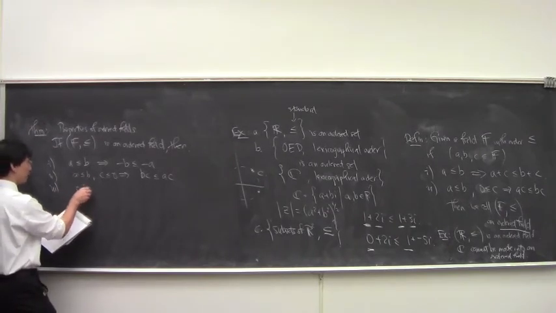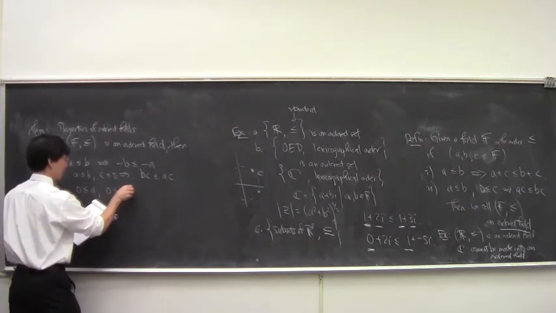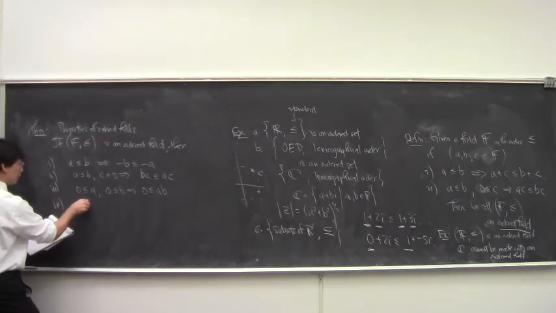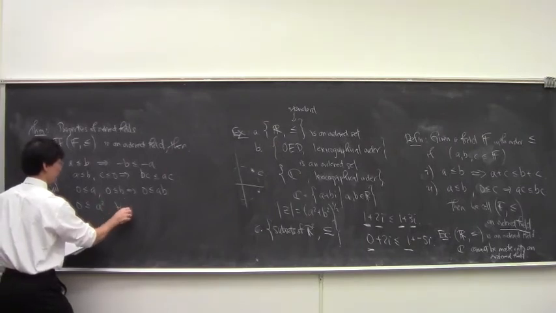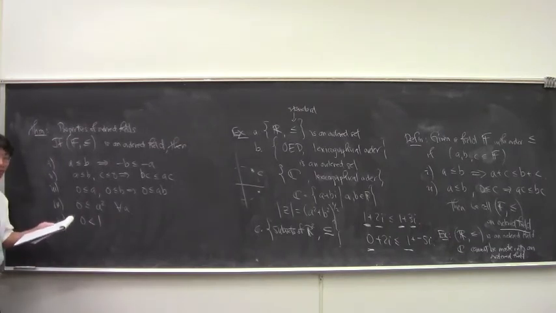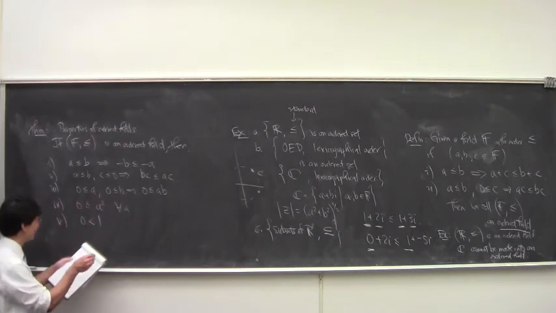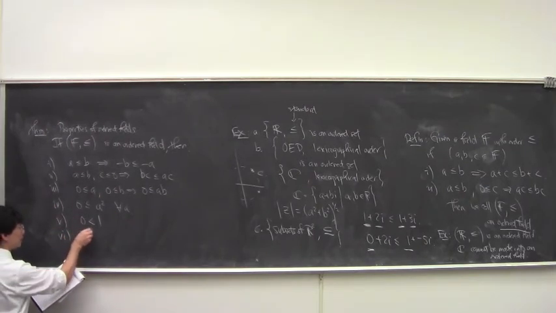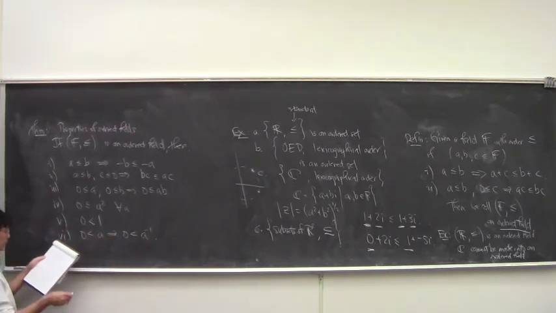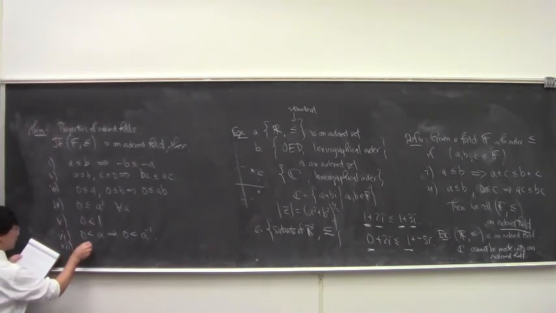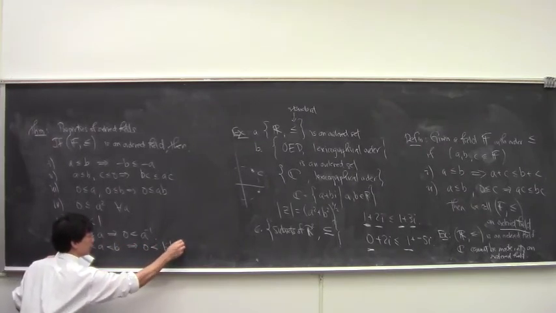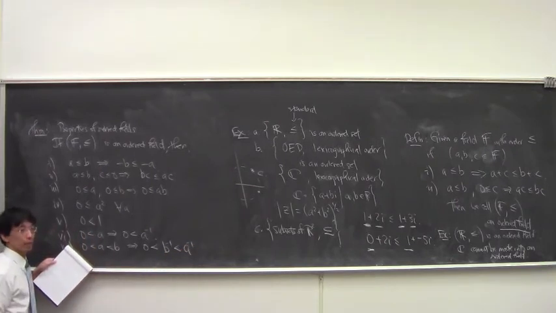Okay. Other things: if 0 is less than or equal to a, 0 is less than or equal to b, then 0 is less than or equal to a times b. Number 4, 0 is less than or equal to a squared for all a. Number 5, the one that seems to bother a lot of people, 0 is less than or equal to 1. Number 6, if 0 is less than a, then 0 is less than a inverse. And number 7, if 0 is less than a, that's less than b, then the inverses are in the opposite order.